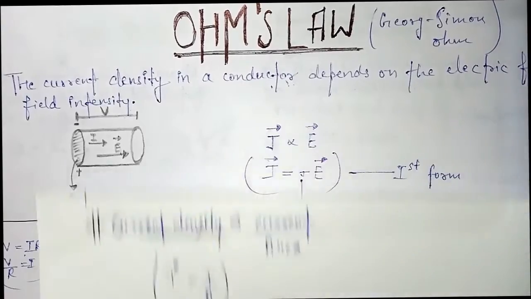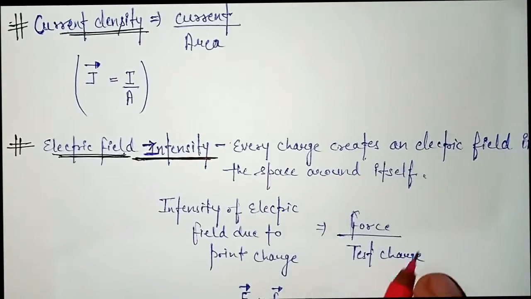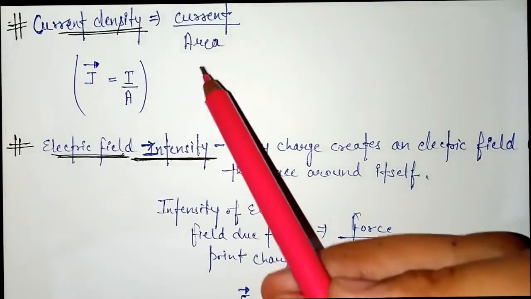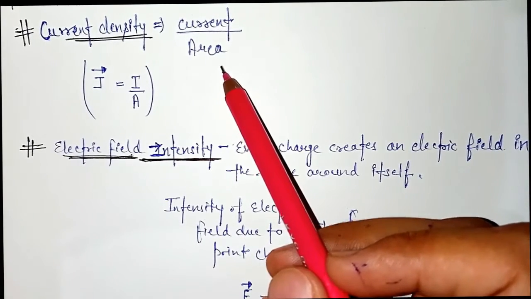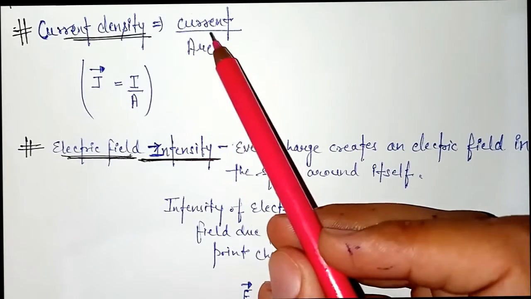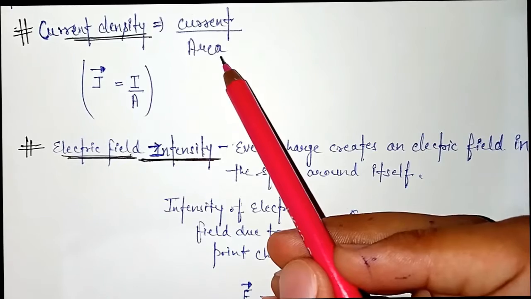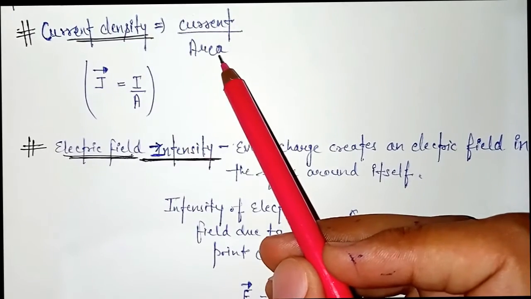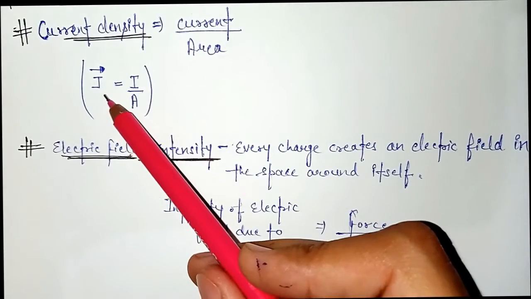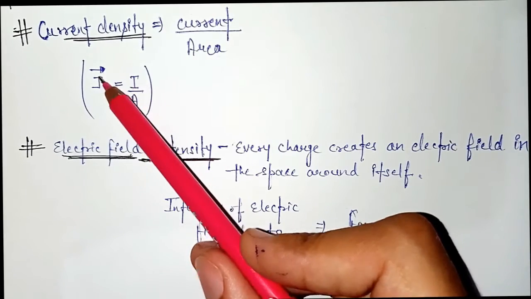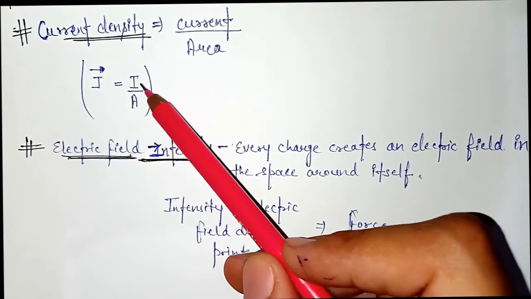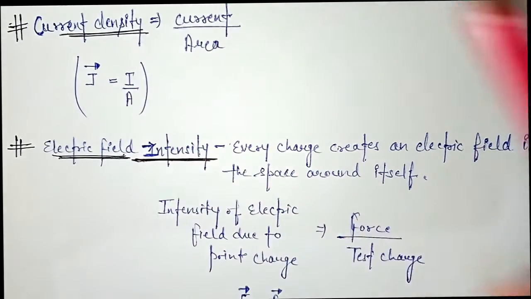Okay, see. What is current density? Current density is equal to current by area. Current density is the flow of current per unit area. It is denoted by J and it is a vector quantity. That's why I put an arrow symbol on J. J is equal to I by A.